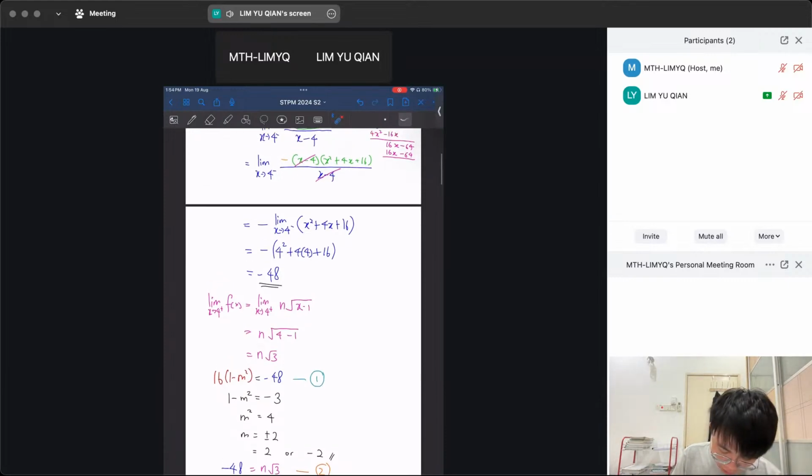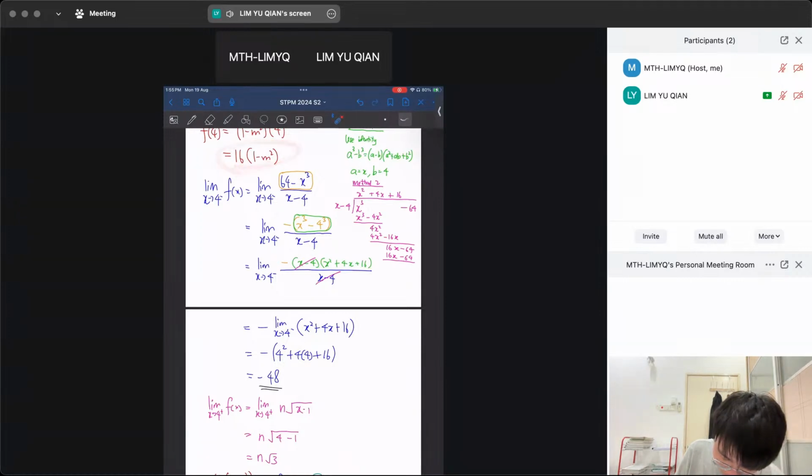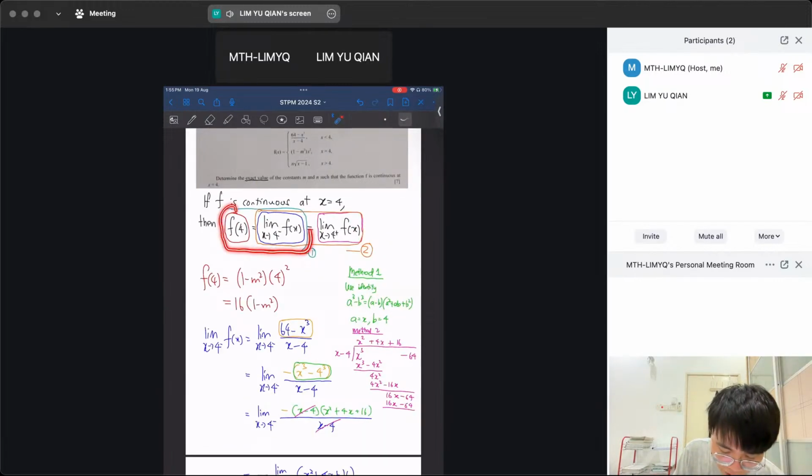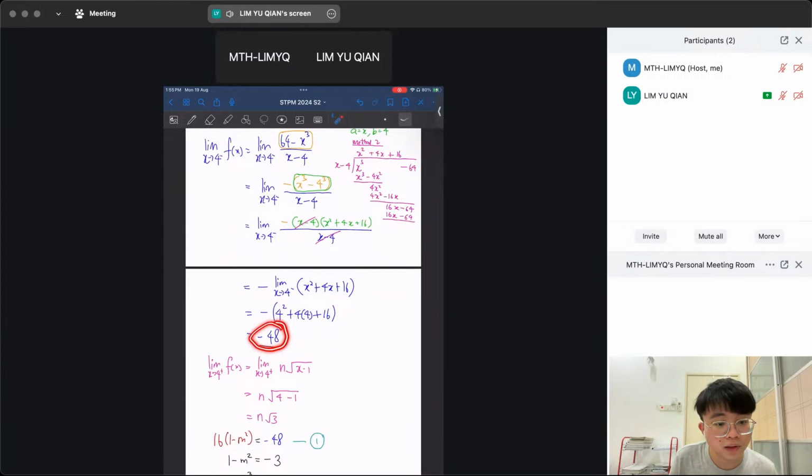So now you have these three things, 1, 2, and 3. They must be equal. From the information given, it is continuous, so we can guarantee f(4) equals the left hand limit equals the right hand limit. So we can make two equations. This one we can make the first equation. Why do we choose this? Because this one has the unknown m, this one is just a constant, and this one has the unknown m.